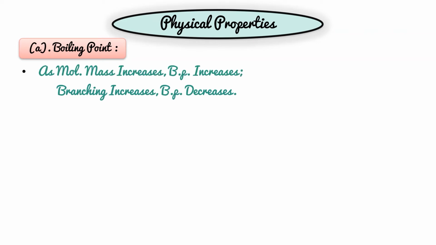Boiling point means as the molecular mass increases, boiling point increases, and as the branching increases, boiling point decreases. We know that boiling point depends upon the surface area, that means van der Waals force of attraction. The more the surface area, the more the force of attraction, and hence the boiling point will be more. But when we make it a branch, the surface area decreases, and hence the van der Waals force of attraction decreases, and that's why boiling point decreases.